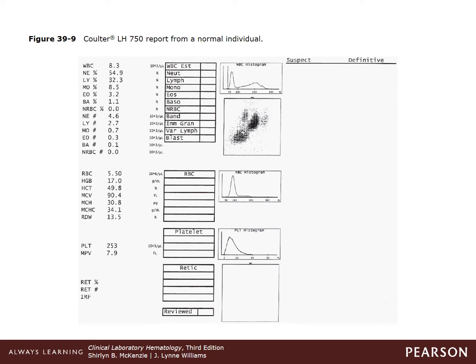The last portion of the CBC would be the reticulocyte count, where it will do a relative and absolute count as well as an immature reticulocyte fraction. Okay, now let's talk about what happens inside the instrument when a sample goes through. It begins with a closed EDTA sample that is divided into 4 different aliquots.